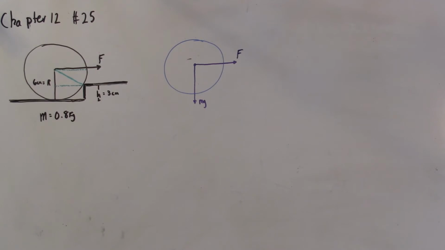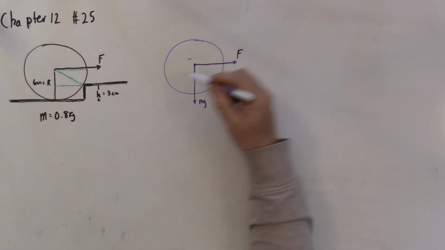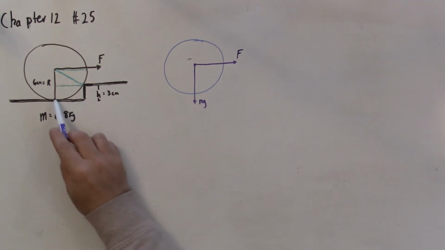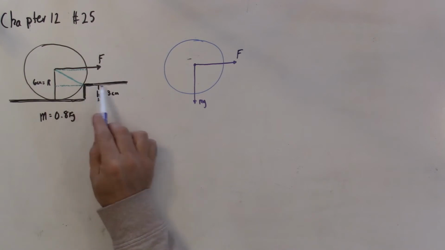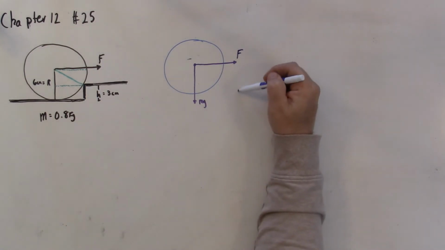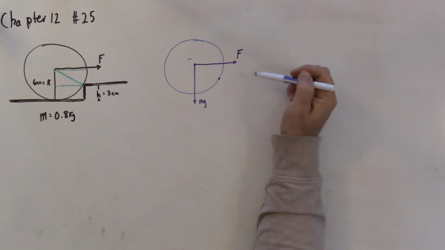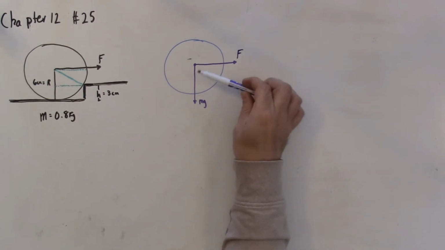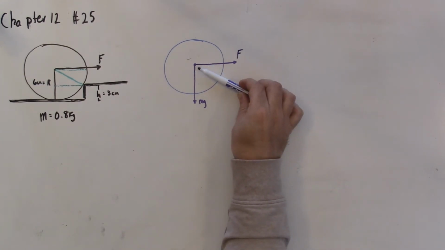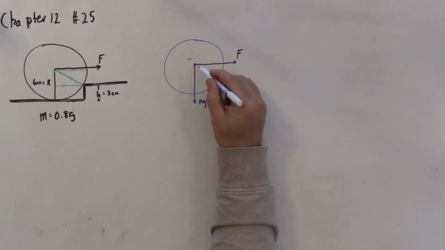So in the drawing, it says that the wheel has a radius of 6 centimeters, and this stair lip here is 3 centimeters tall. So half the distance here, we'll put it right here. This is going to have a normal force here, and it's going to push in this direction.